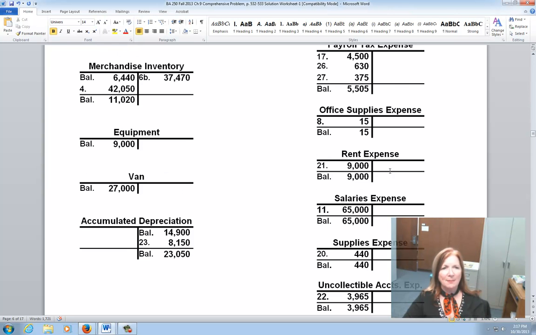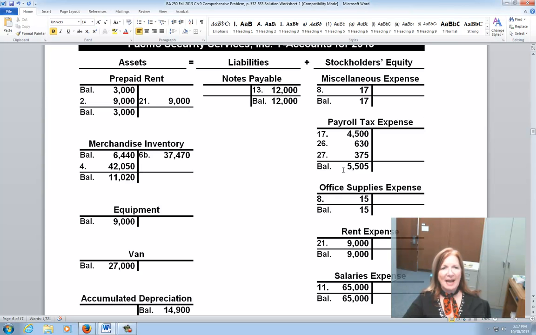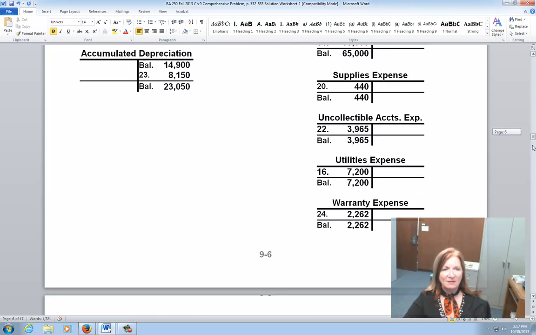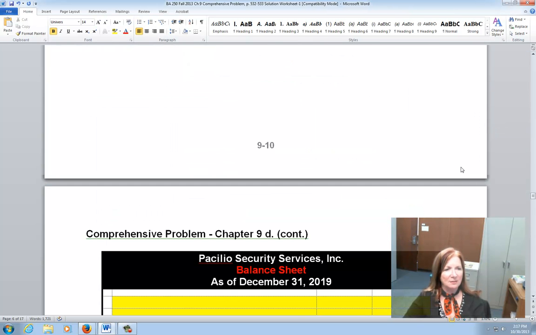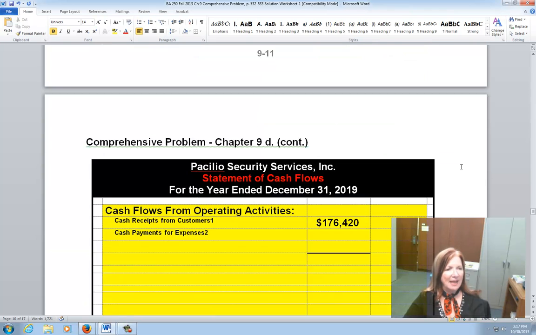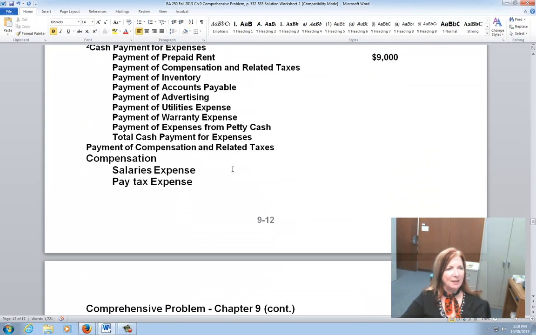When I look up payroll tax expense, I see that that's $5,505. So I'm going to come down here and put in my salaries expense at $65,000, and my payroll tax expense at 5,505, with a comma instead of a period.